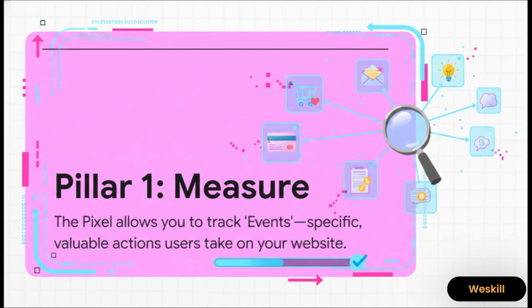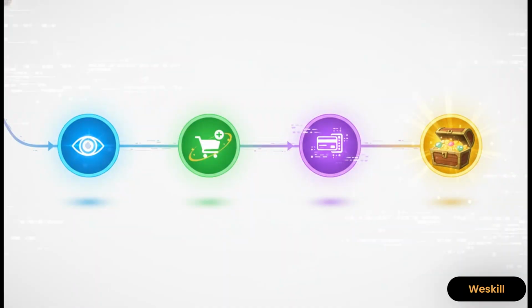See, the Pixel doesn't just tell you that someone visited your site. It lets you track specific, valuable actions that they take. Meta calls these events, and they're the things that signal real interest. And there are a bunch of standard events ready to go right out of the box. You can track when someone views a page, adds something to their cart, starts to check out, fills out a lead form, and of course the big one, when they actually make a purchase. This is how you finally measure your true return on ad spend.